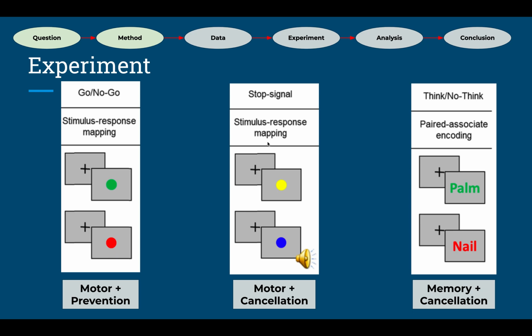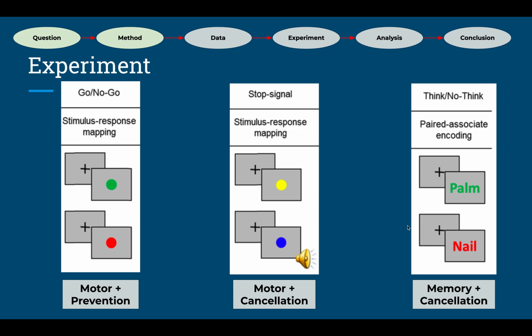In the stop signal task, the users are again asked to perform the motor task irrespective of the color of the circle, but when they hear an audio cue such as a beep, they need to stop the motor task. Thereby we are making this motor cancellation.